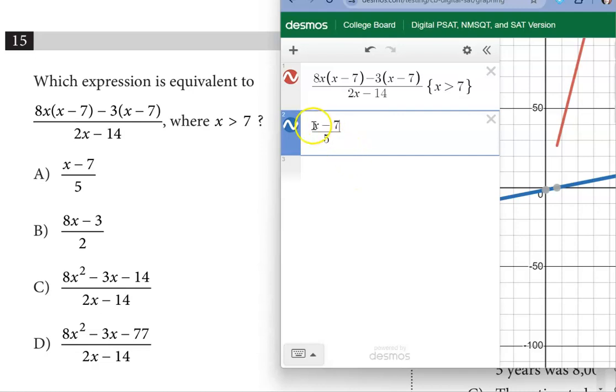So let's go ahead and look at answer choice B. Let's put an 8 in front of our x and change that 7 to a minus 3, and then we'll put a 2 underneath.